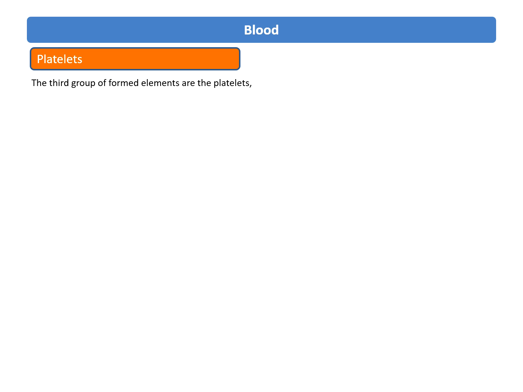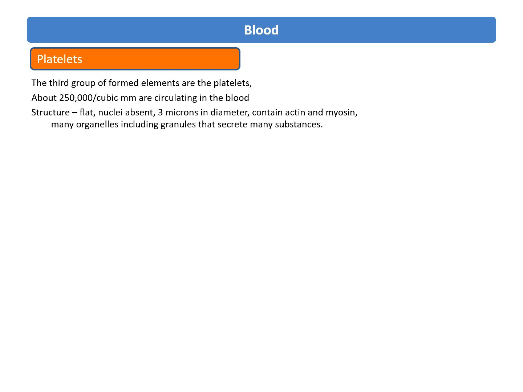Then we come to the third group of formed elements. These are the platelets. About 250,000 per cubic millimeter are circulating in the blood. These are small, flat cells lacking a nucleus, roughly 3 microns in diameter. Remember, the red blood cell was 7.5 microns. Platelets contain actin and myosin, so they have an ability to contract. They have many different organelles, including granules, that secrete many substances.